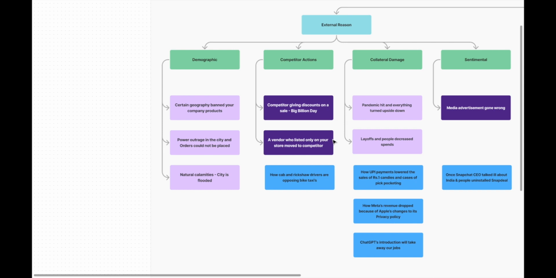I have given another example of how cab and rickshaw drivers are opposing bike taxis, that is essentially Uber and Ola drivers are opposing Rapido, a bike taxi, and Rapido is in huge trouble right now because of this issue. Although this is not directly by the company, this is a competitor action.